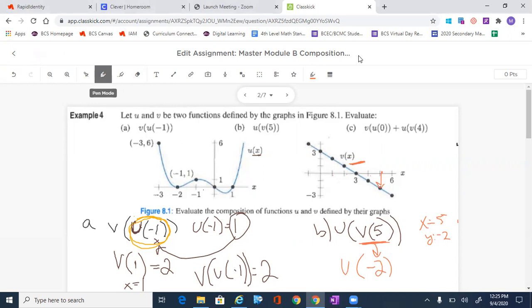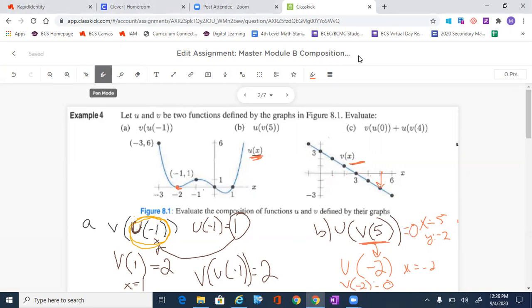Now I need to go over to the U graph. That's the second step. This time the X value is -2, which is the output value of that V graph. So I go X equals -2. That is right here. And it looks like at X equals -2, the value is 0. So the final statement would be, we know the answer is 0. So I'd say U of V of 5 equals 0.